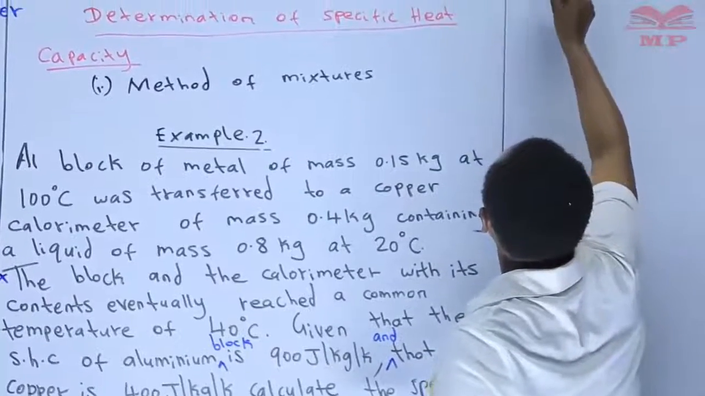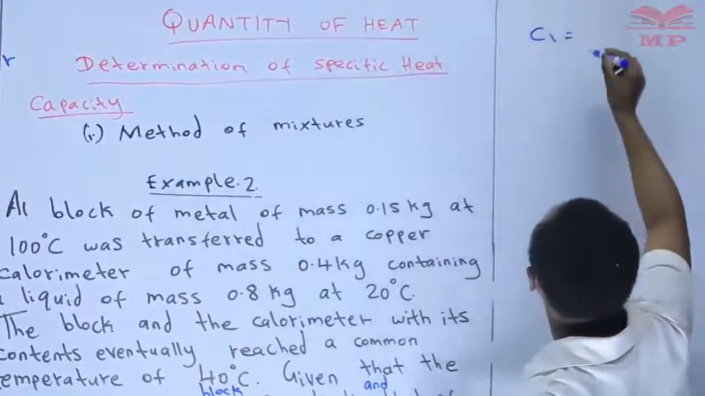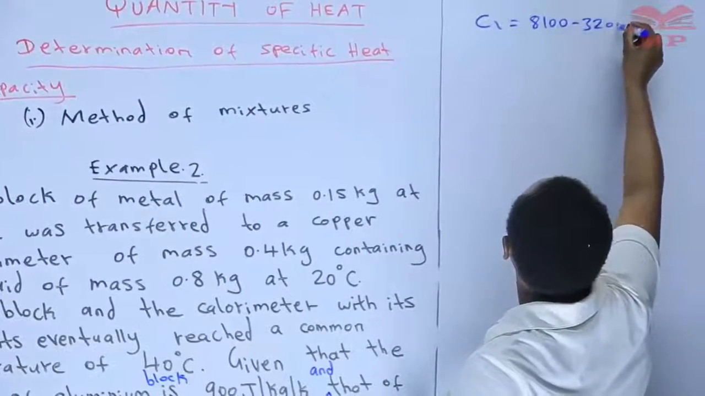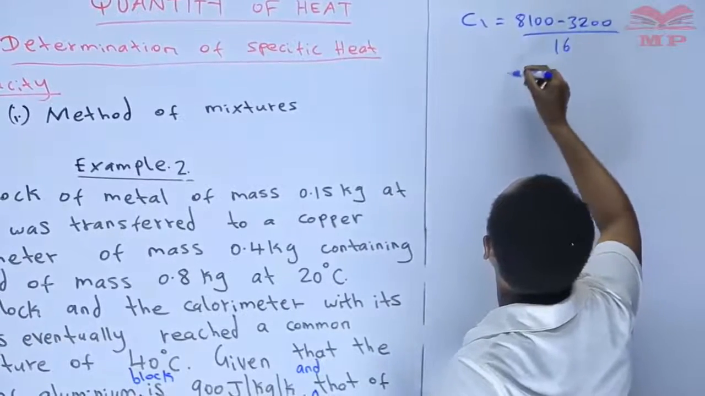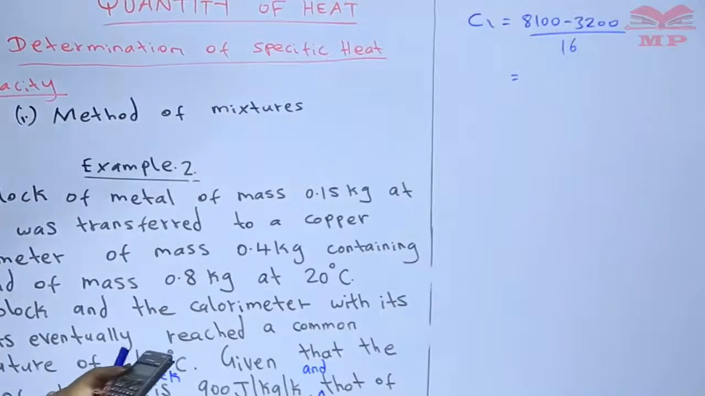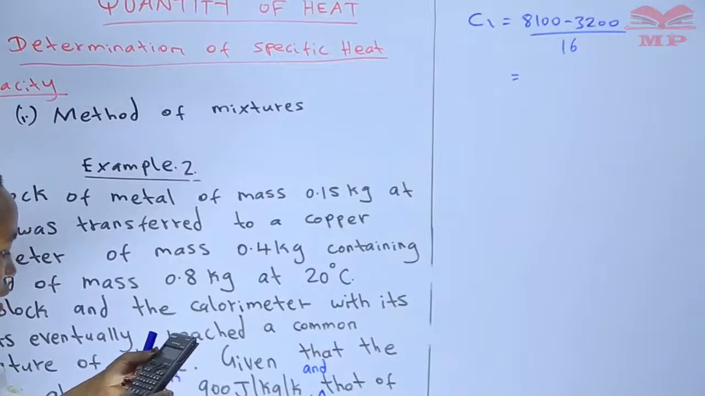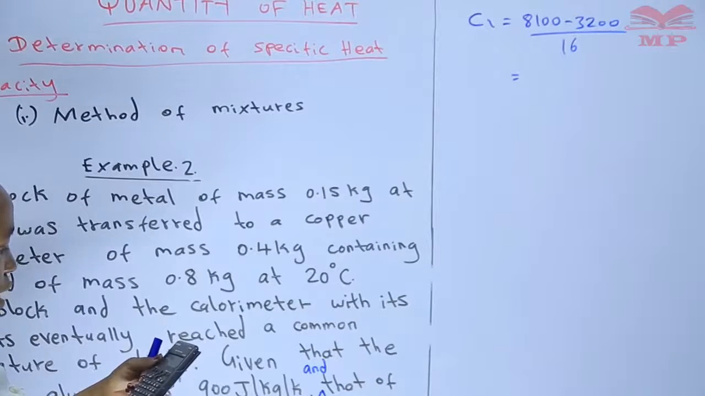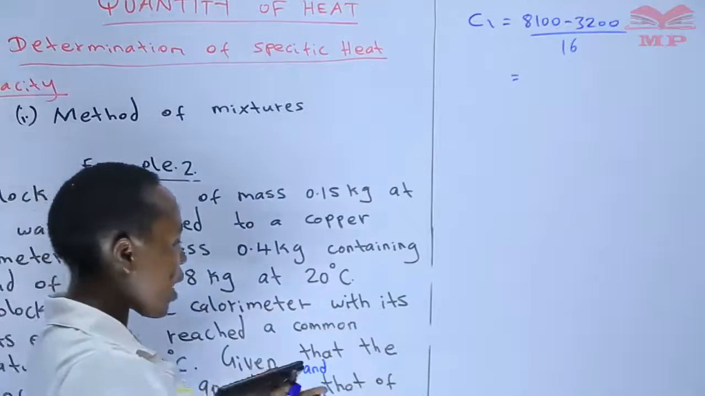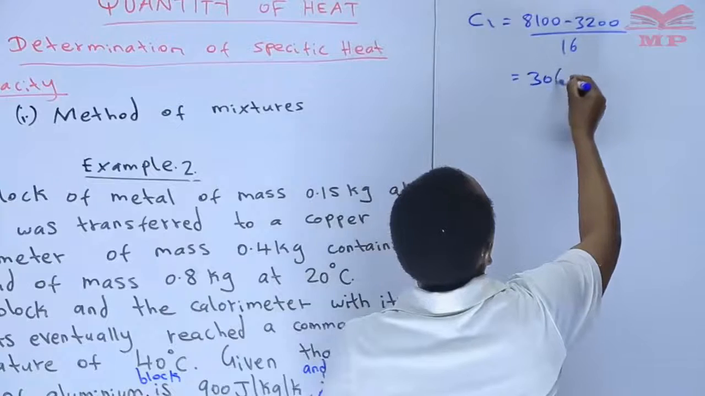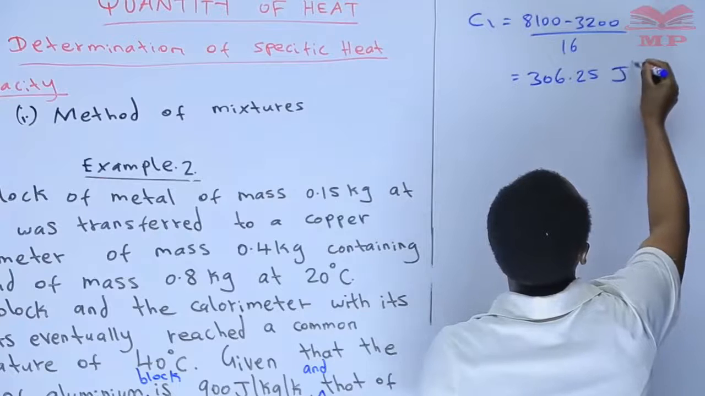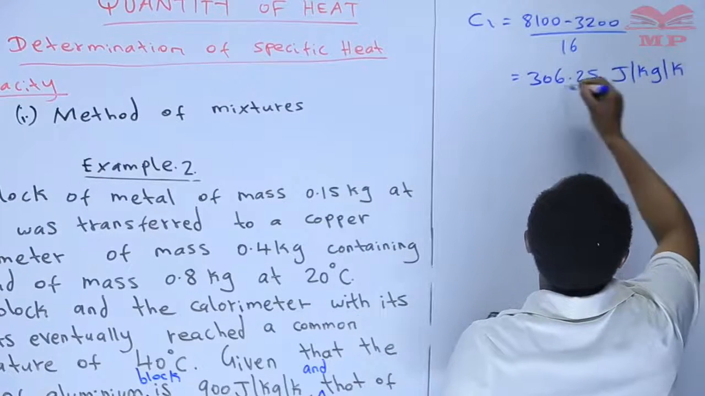And finally, therefore, the specific heat capacity for the liquid will be equal to 8100 minus 3200 divided by 16, which we end up getting using our calculators. We have 8100 minus 3200 then divided by 16. So you end up getting your answer as 306.25. This is the specific heat capacity in joules per kilogram per Kelvin.